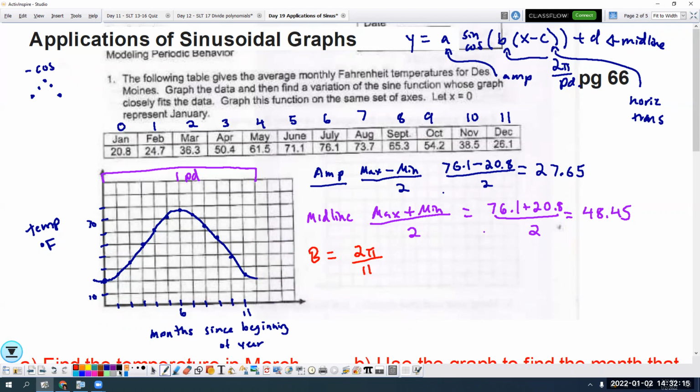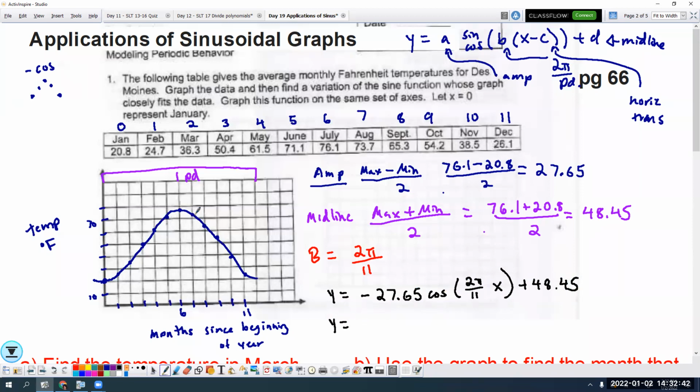So now I'm going to put it all together and write my equation. Y equals negative, because it's negative cosine, amplitude, cosine, 2 pi over 11x. I don't have a phase shift. I don't have a horizontal translation here. And then plus 48.45.